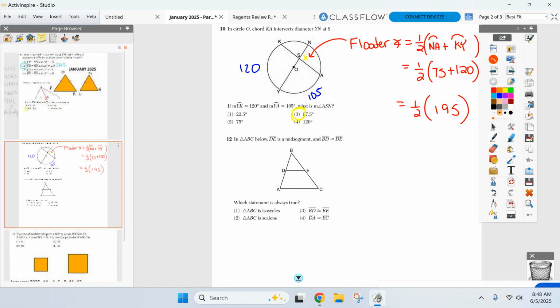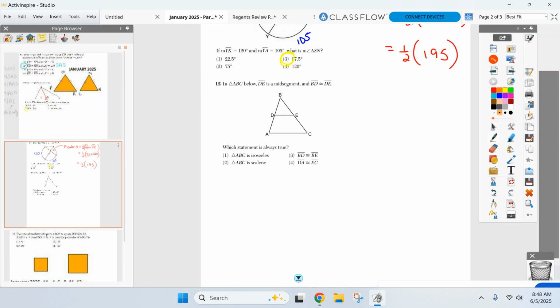97.5. Hey, that's just one fact of many. Tomorrow, I think I do another circle fact with you, maybe Monday, but all of them are listed on one page on the Cold Hard fact sheet. All right, go to 12. Another vocabulary term we need to review.